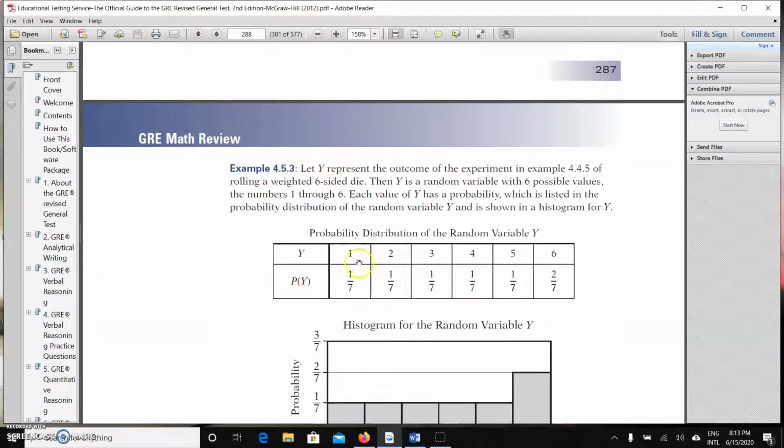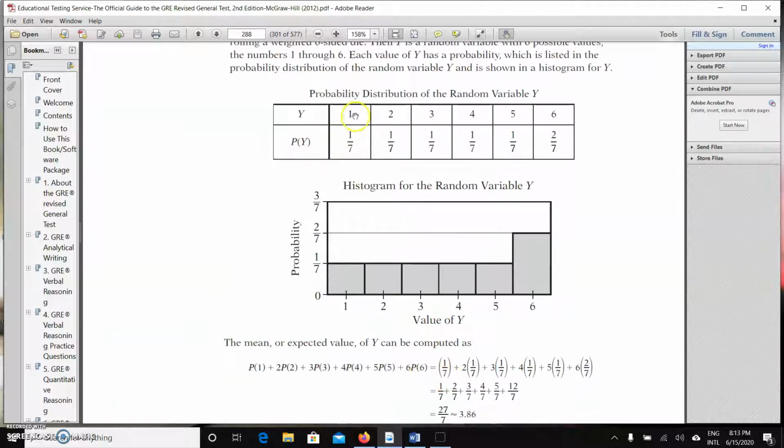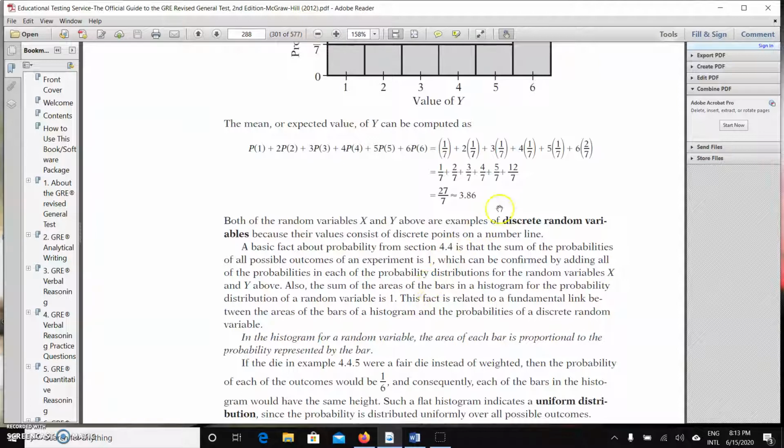So 1 times 1/7, 2 times 1/7, 3 times 1/7. That's what they did here too. So 1 times probability 1, 2 times probability 2, 3 times probability 3, 4 times probability 4, 5 times probability 5, 6 times probability 6. That's what they did here, multiplying each value with its probability. So it's not as difficult as you think it is. And when they did all of that, they ended up having 3.86 as their mean. So that's another way of calculating your mean.